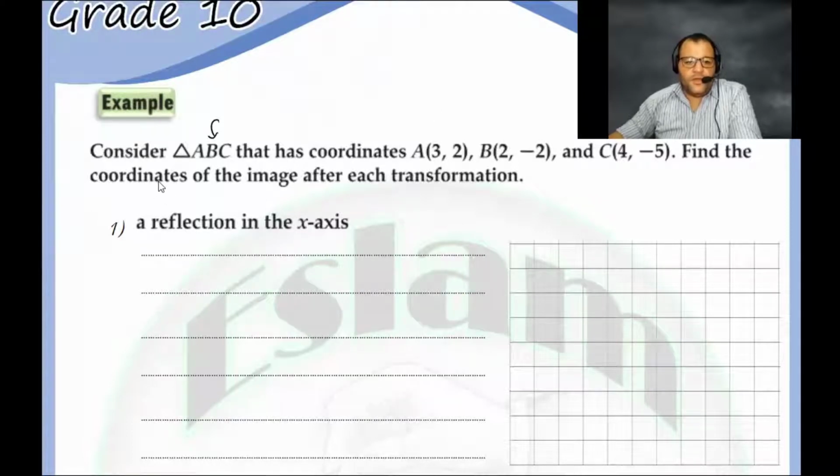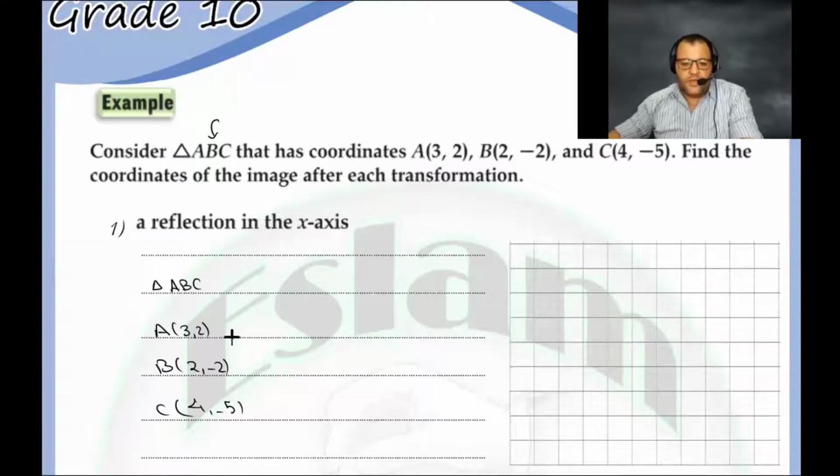Okay. So we have a triangle here. We need to find its reflection in the x-axis. So we have the triangle ABC. A is 3 and 2. B is 2 and negative 2. C is 4 and negative 5. If you want to solve this question, please follow the same steps.